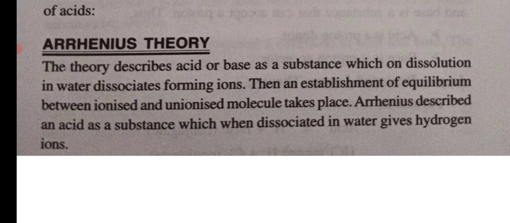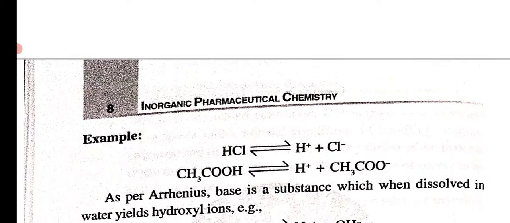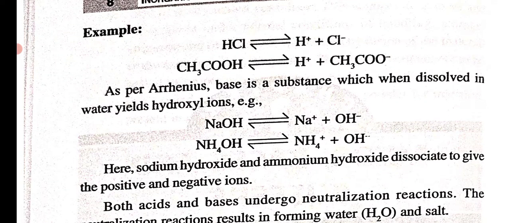First theory is Arrhenius theory. The theory describes acid or base as a substance which on dissolution in water dissociates forming ions. Then an establishment of equilibrium between ionized and unionized molecules takes place. Arrhenius described an acid as a substance which when dissociated in water gives hydrogen ions. For example, HCl, when it is added into water, dissociates into H+ and Cl-. Next example is acetic acid, which also gives H+ ion and acetate ion.